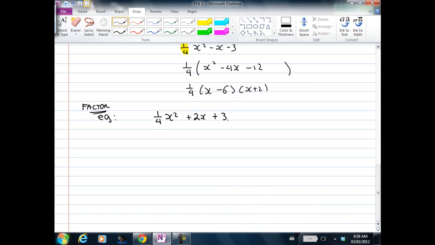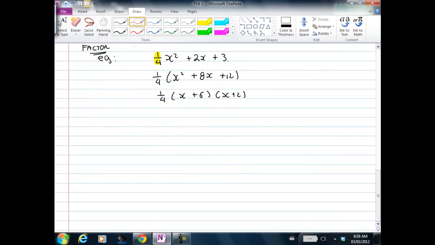Okay. So what I'm going to do again, it says factor. I have to get rid of this. No exceptions. Bring that out, whatever it is. 1/4 x squared plus 8x plus 12. 1/4 (x plus 6)(x plus 2). Okay, that's it. No tricks. If I ask you to solve, what would your next step be?